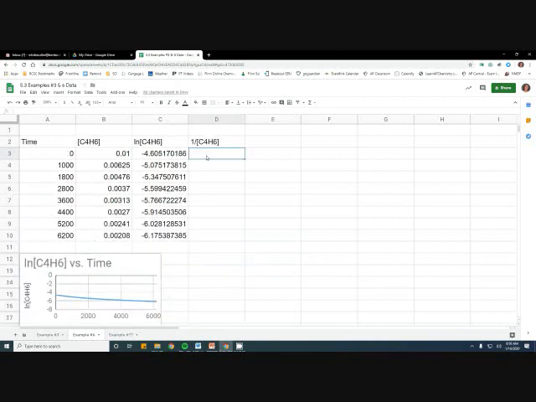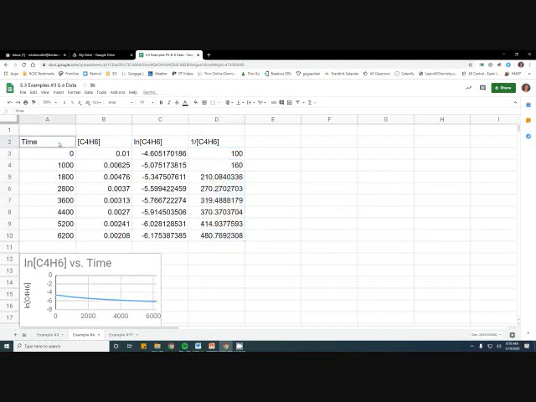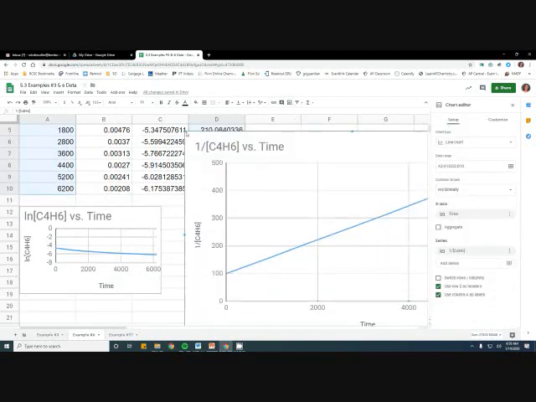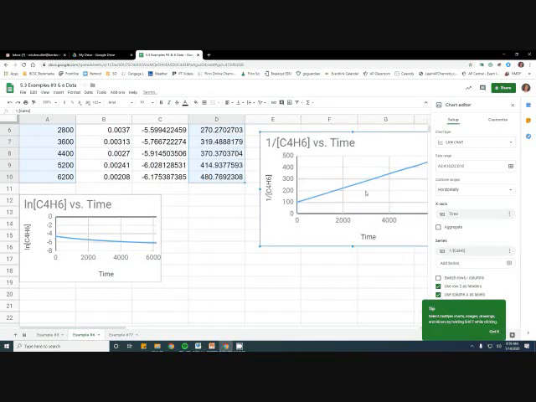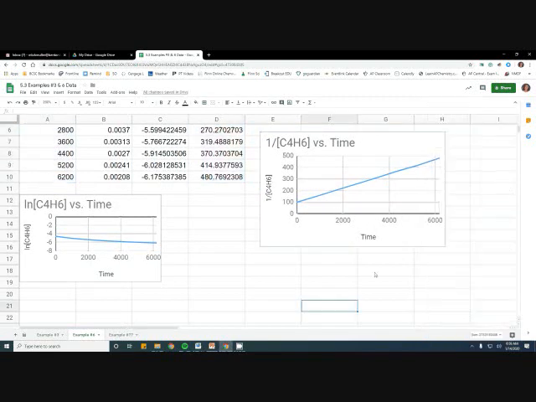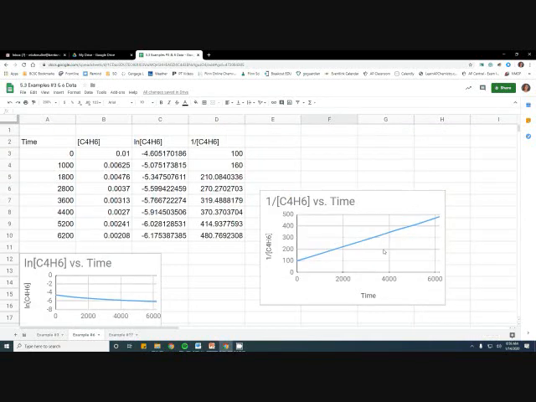Okay, so then now let's try the inverse values of the concentration. Don't take the inverse of the natural log, take the inverse of the concentration. And then when we graph time versus the inverse, that looks like a straight line. So this proves that this inverse versus time is our proof that it is a second order reaction.